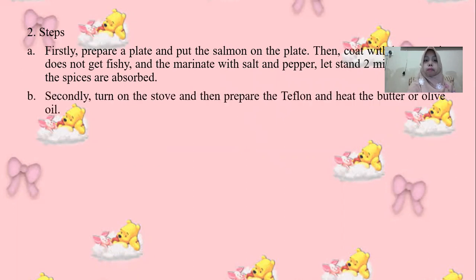The first is prepare a plate and put the salmon on the plate. Then coat with lemon so it does not get fishy. And marinate with salt and pepper for less than 2 minutes so the spices are absorbed. Secondly, turn on the stove and then prepare the teflon and heat the butter or olive oil. Of course, anything, whatever you want.